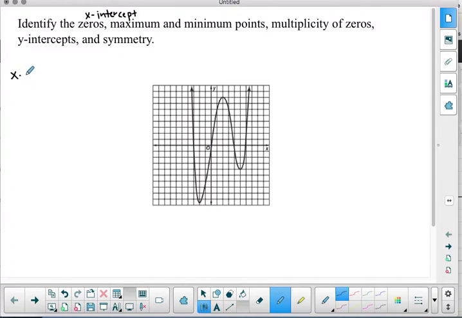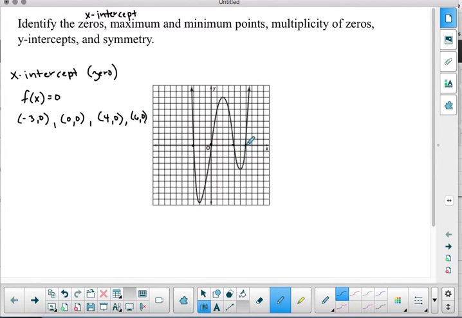So the x-intercepts, or the zeros of a function, are where f of x is equal to 0. So we're just looking at all of the places along the x-axis. We'll notice that there's an x-intercept here at -3, 0. There's another one here at the origin. There's one here at 4, 0, and there's a last one at 6, 0.